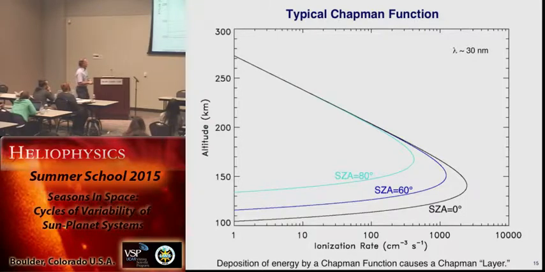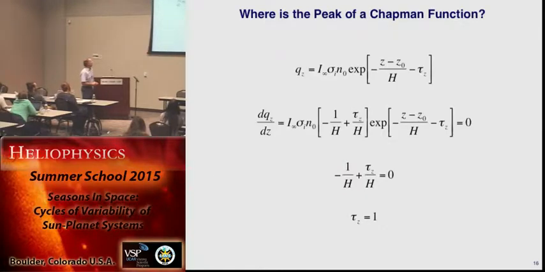So the deposition of energy by a Chapman function makes a Chapman layer. You can see that this is sort of layered. It's not really layered, but again, log plot, it's pretty layered. Most of what's going on is happening right here in a range of just a few tens of kilometers. Now, how do we find where this layer is? What's the peak of a Chapman function?